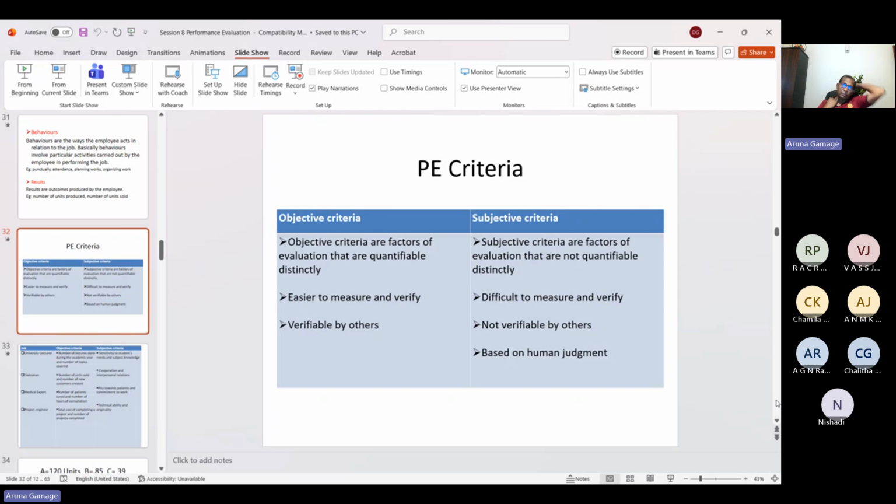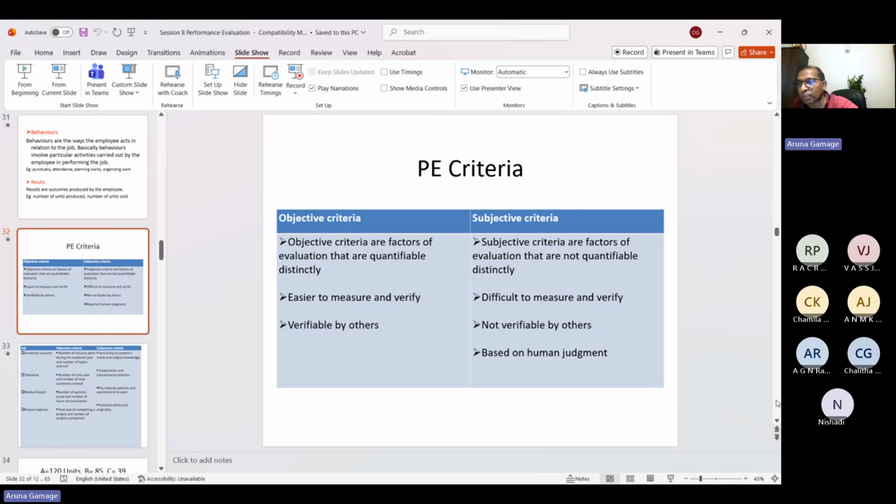Objective. Subjective criteria cannot be measured accurately. Right? We can't quantify it accurately. If two evaluators are evaluating, there will be two different evaluations, not the same. For example, knowledge, job knowledge. Can you measure the job knowledge of employees accurately? We can't measure job knowledge.